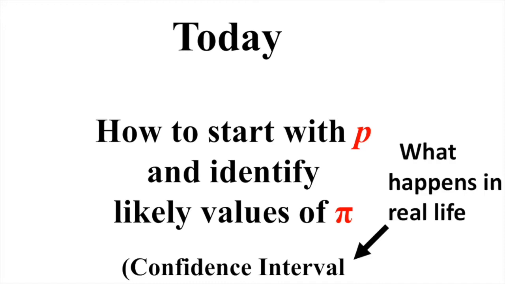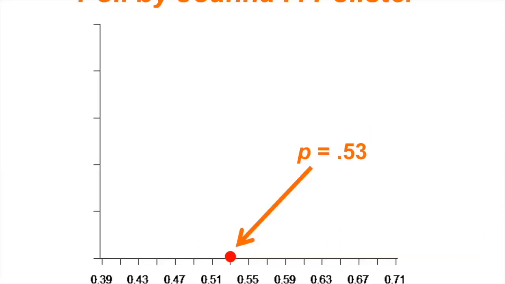Now, this confidence interval is what pollsters need. They have a sample with a particular value of p, and what they need is some way to figure out the value of pi because they are interested in the population. After all, finding pi is the goal. They don't really care about p in their sample except that it gives them information about the value of pi in the population.